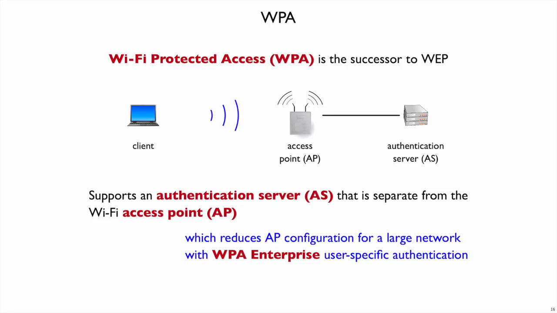WEP has been replaced with WPA, which stands for Wi-Fi Protected Access. WPA not only gets the cryptography better, as we'll talk about in a moment, it's also set up for situations like the campus network at Utah, where there are many different access points, but you log in with your UID and password, and that needs to go to some centralized server that authenticates users and lets them connect to the access point.